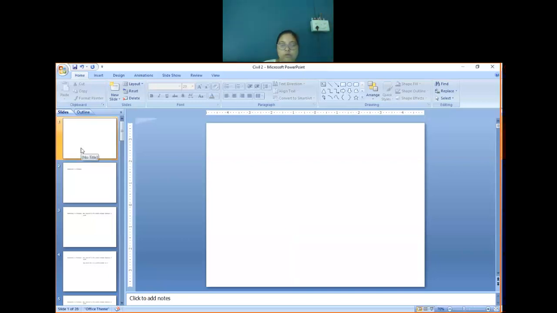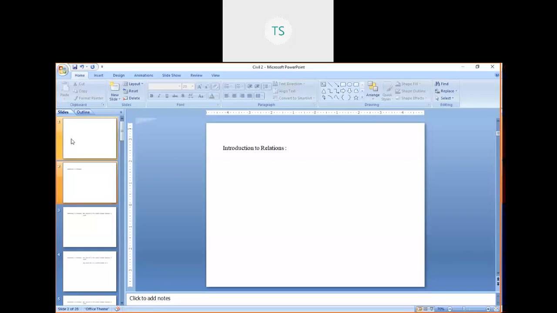Now, so last class we have done that. Last class we did ordered pairs and the Cartesian product of two sets. Now today we will go to our main topic, which is the relation.